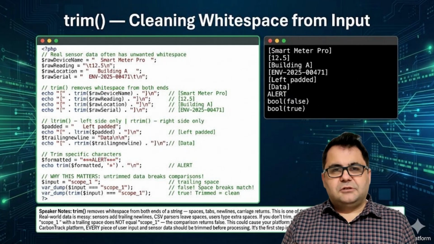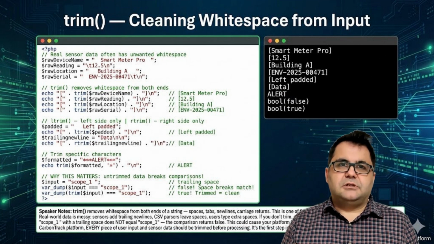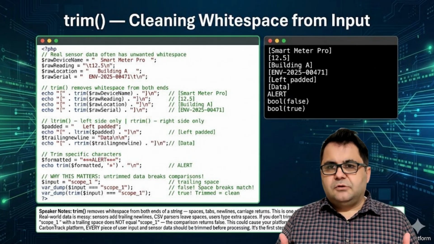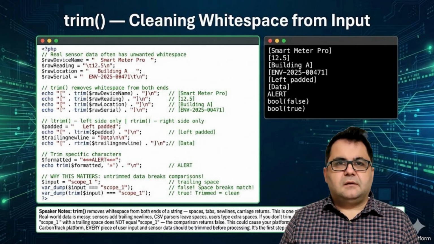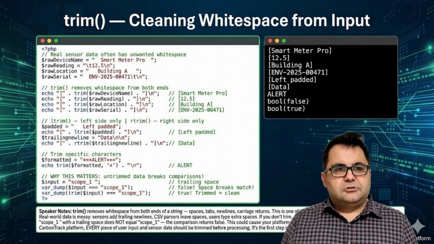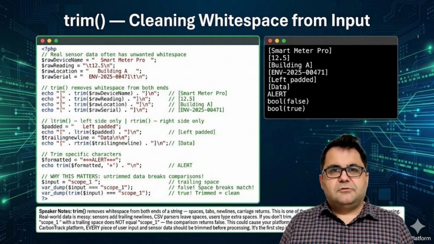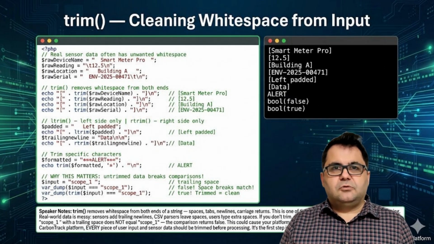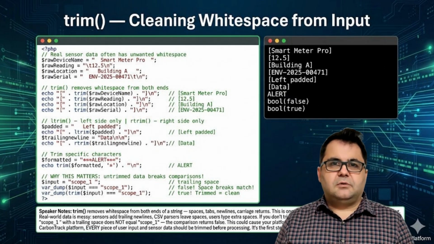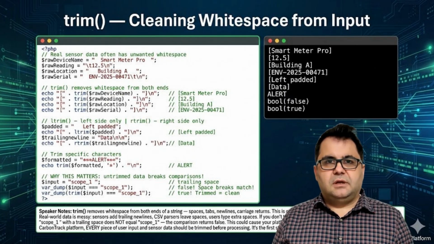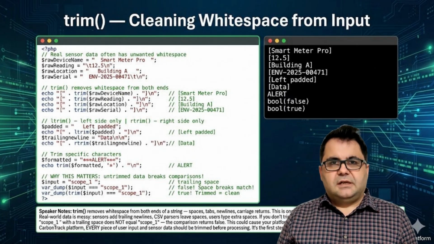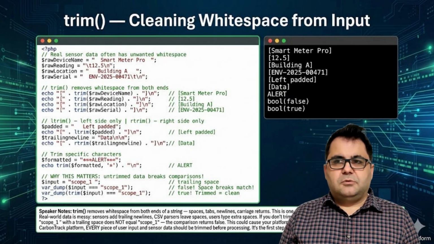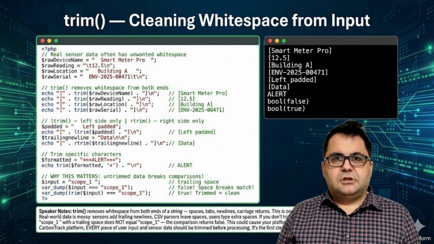Trim removes whitespace from both ends of a string. Spaces, tabs, new lines, carriage returns. This is one of the most important functions for data processing. Real-world data is messy. Sensors add trailing new lines, CSV parsers leave spaces, users type extra spaces. If you don't trim, comparisons break. Look at the last example. "Scope 1 " with a trailing space does not equal "Scope 1". The comparison returns false. This could cause your platform to misclassify an entire emission entry.